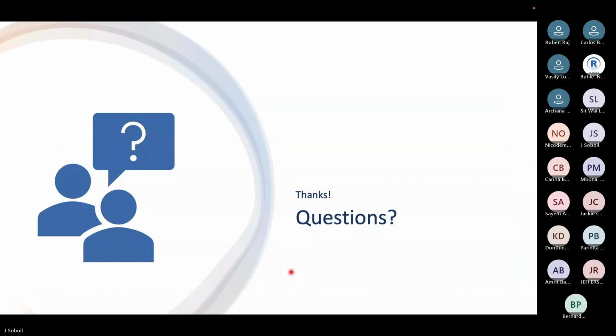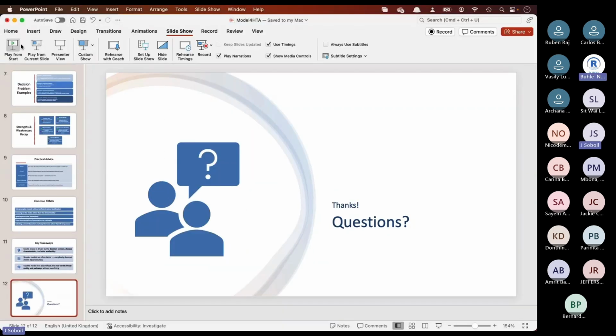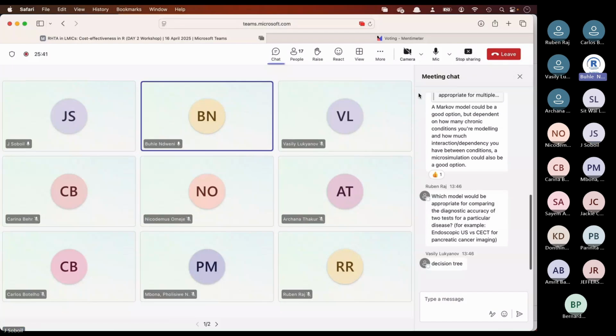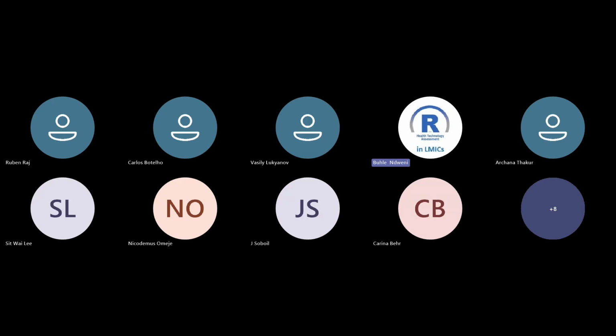So thank you. I'm going to open it up for questions. Okay. So I don't know if you want to go back to the chat. There was that question from Jackie about sharing a bit more regarding continuous time versus discrete time models.